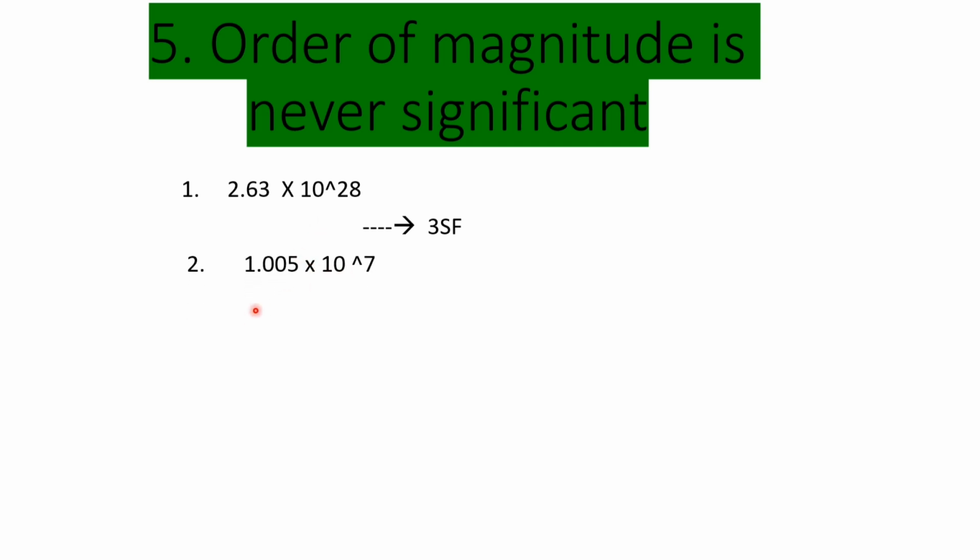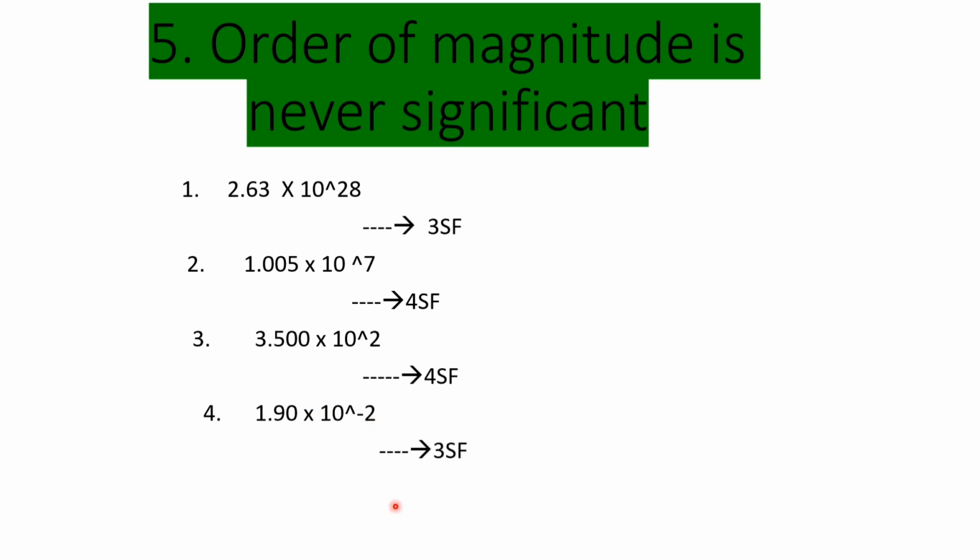Next example, 1.005 into 10 to the power 7. So this 10 power 7 you are not counting. You just count these digits. So how many significant figures? 4. So 3.500 into 10 power 2. So how many digits? There are 4 digits. 4 significant figures. So 1.90 again. It is 3 significant figures.